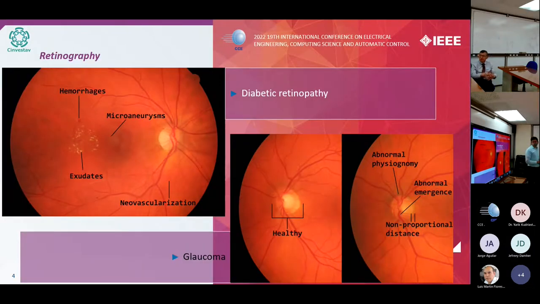For diabetic retinopathy, the main things that can be observed in this image are hemorrhages, microaneurysms, the exudates, and the neovascularization. On the other side, for glaucoma, the main things appear in the optic nerve. These are the abnormal physiognomy of this optic nerve, the abnormal emergence of the blood vessels, and the non-proportional distance between the optic disc and the optic cup, but also in glaucoma we have the neovascularization.